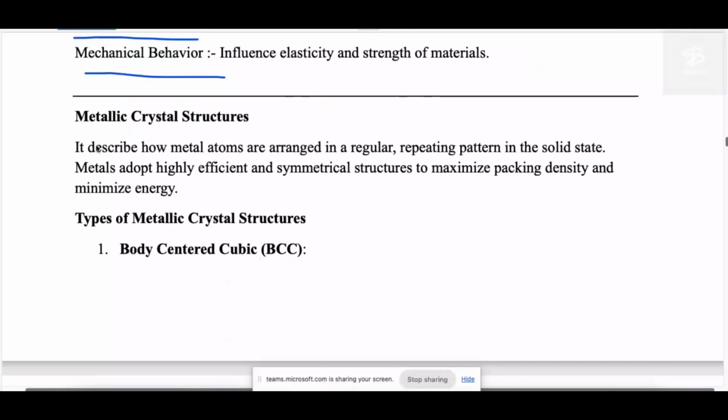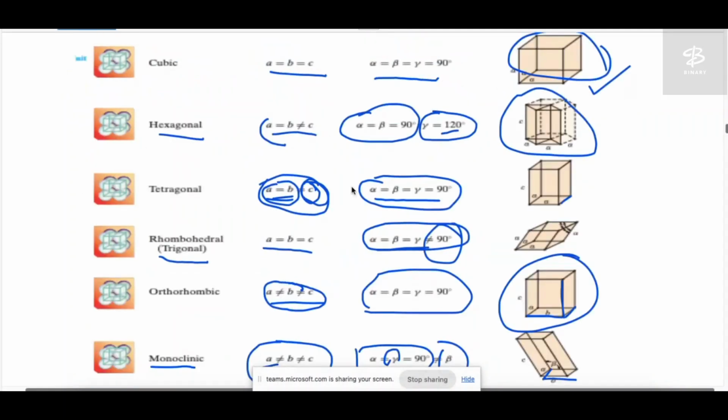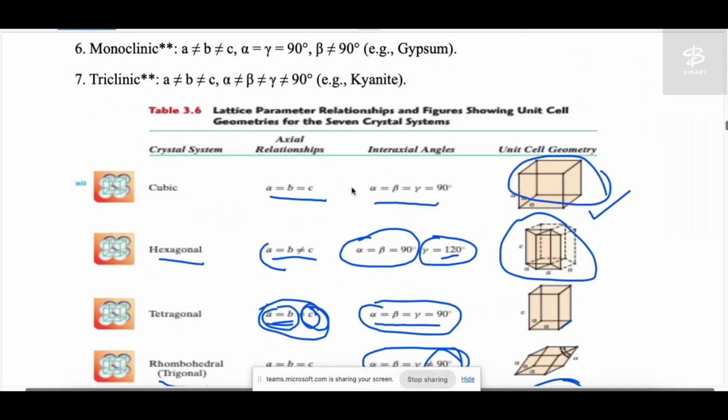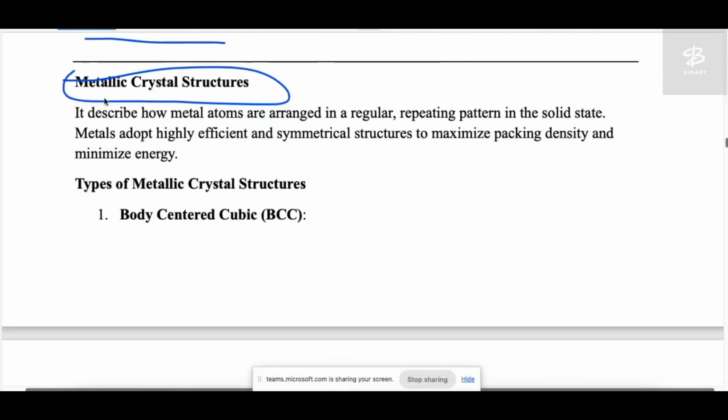Now we come to the metallic structure, the crystal structure. So this was the unit cell, right? Till now we have discussed the unit cell, how they behave and what kind of things are there. Now we come to the metallic structures. So what is the definition?